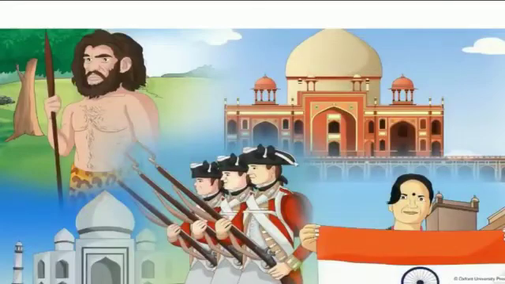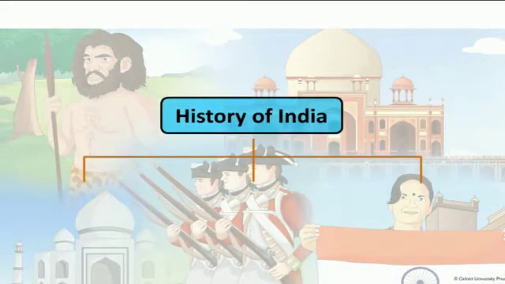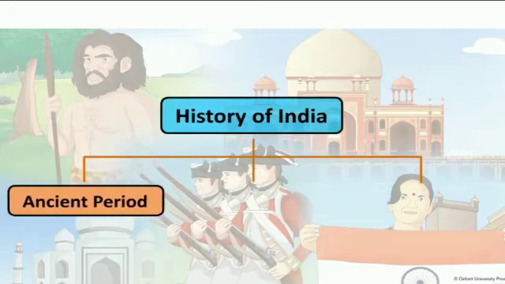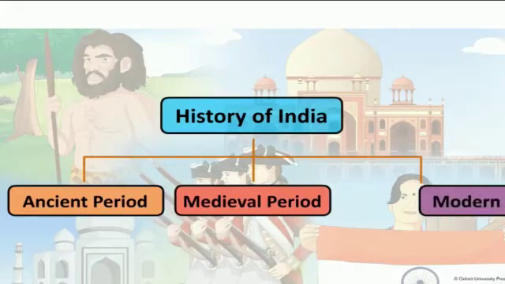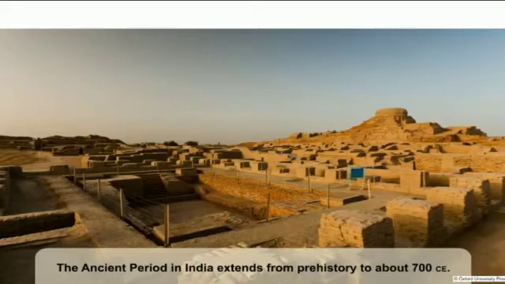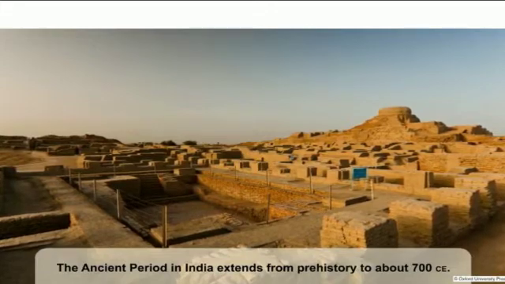History of India. Our country has a wonderful and gorgeous past. The history of India has been divided into 3 periods. Remember, students? Ancient period, medieval period, and modern period. The ancient period in India extends from prehistory to about 700 CE.